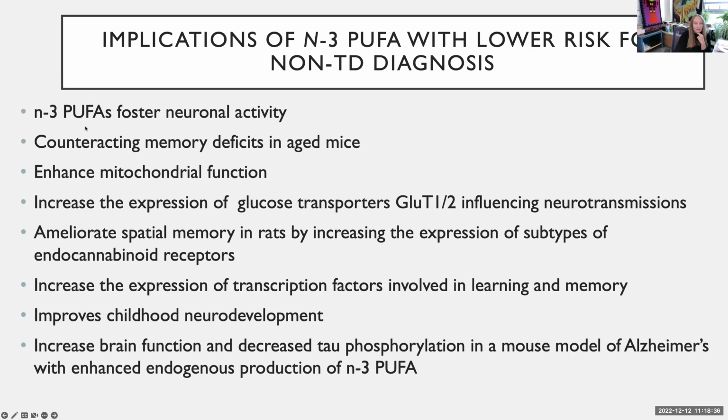The N3 foster neuronal activity and counteract extended memory deficit in mice, enhance mitochondrial function, increase the expression of glucose transporters, ameliorate spatial memory in rats, increase the expression of transcription factors involved in learning and memory, and increase brain function and decrease tau phosphorylation in a mouse model of Alzheimer's. So there's plenty of evidence out there indicating that if there is an imbalance between N6 and N3, we do have neurodevelopmental as well as neurodegenerative disorders.